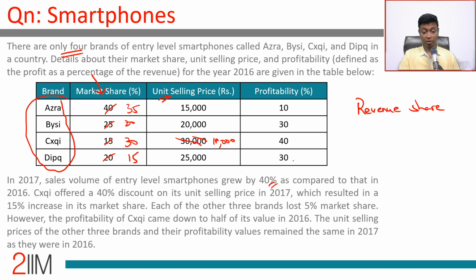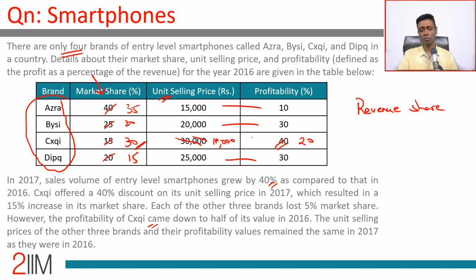The unit selling price of the other three brands and the profitability values remain the same. The profitability of Cxqi came down to half of its value. This becomes 20. These remain the same. And so Cxqi has slashed its price, dropped its profitability, and increased its market share.